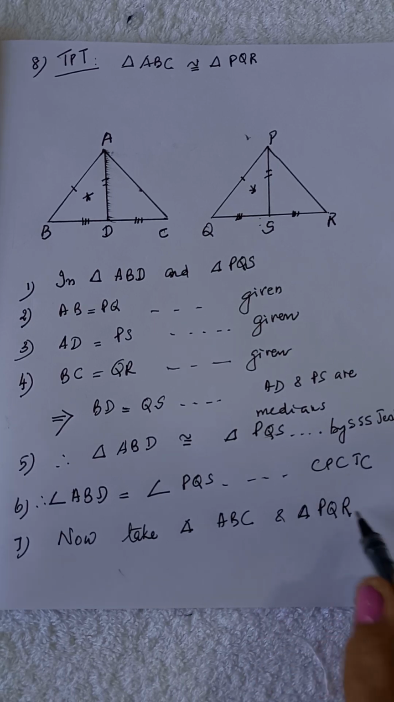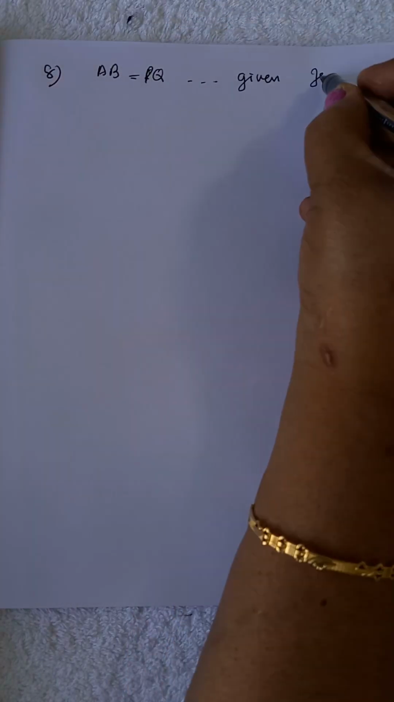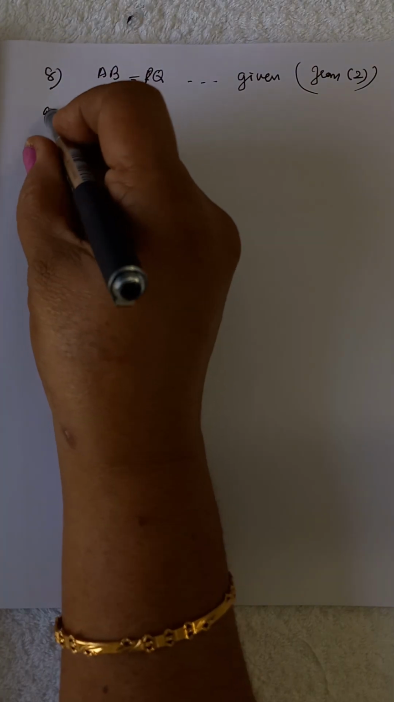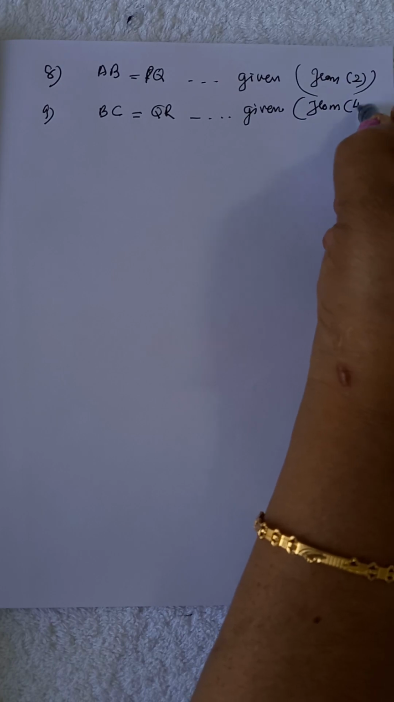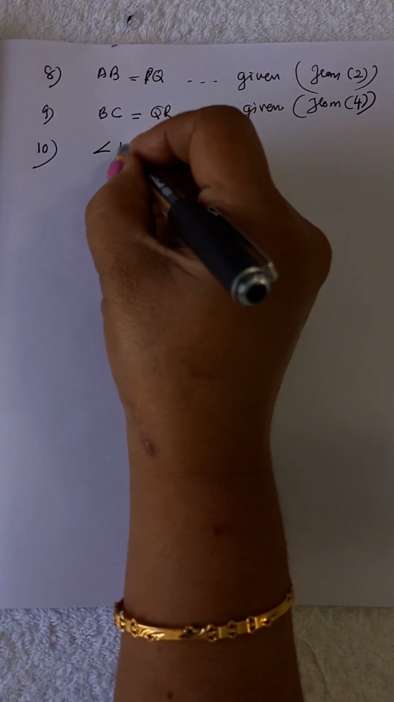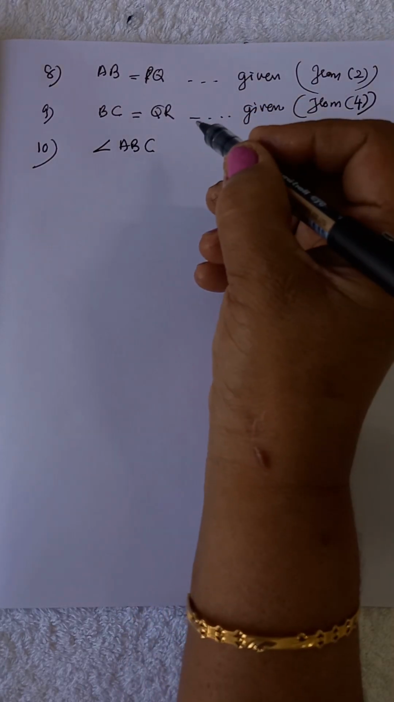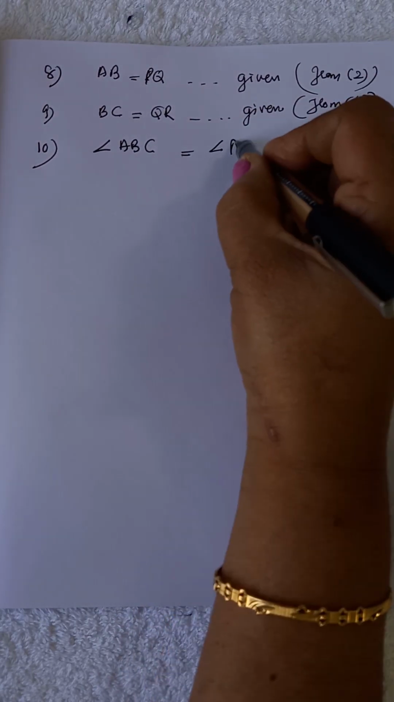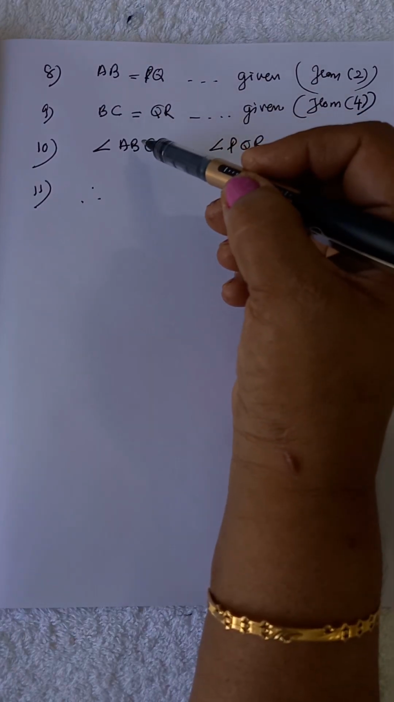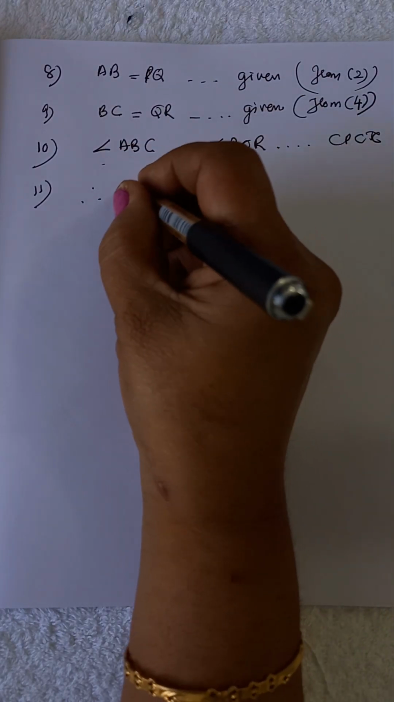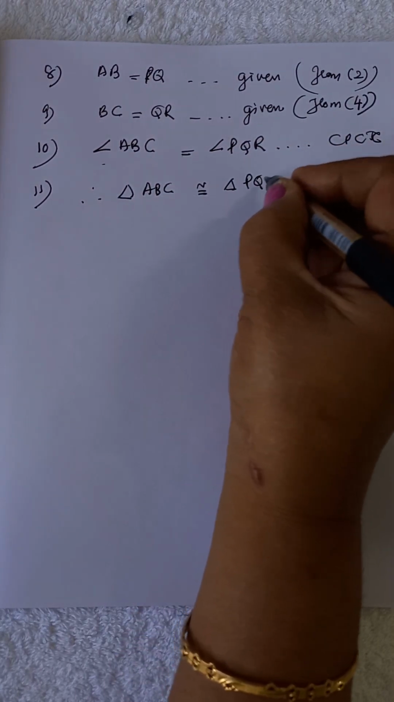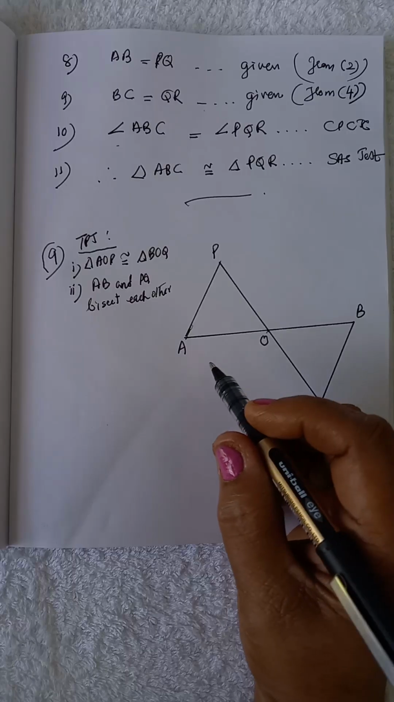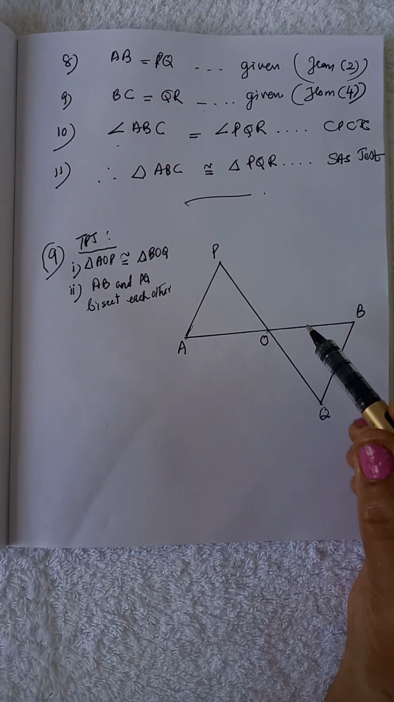In those two triangles also AB is equal to PQ. That is given. That is from 2. Ninth point, BC is equal to QR. That also is given. That is from point 4. Again, this angle ABC is equal to angle PQR. That is by CPCTC. Therefore, triangle ABC is congruent to triangle PQR by SAS test. So we have proved.